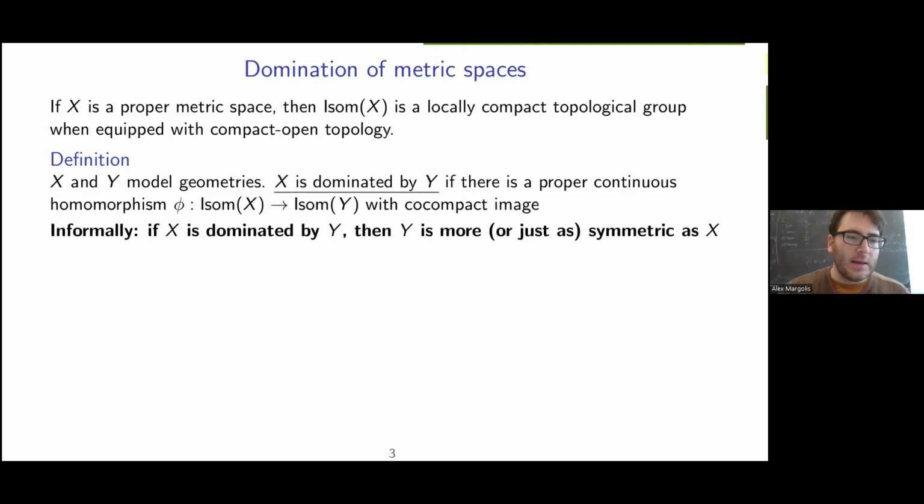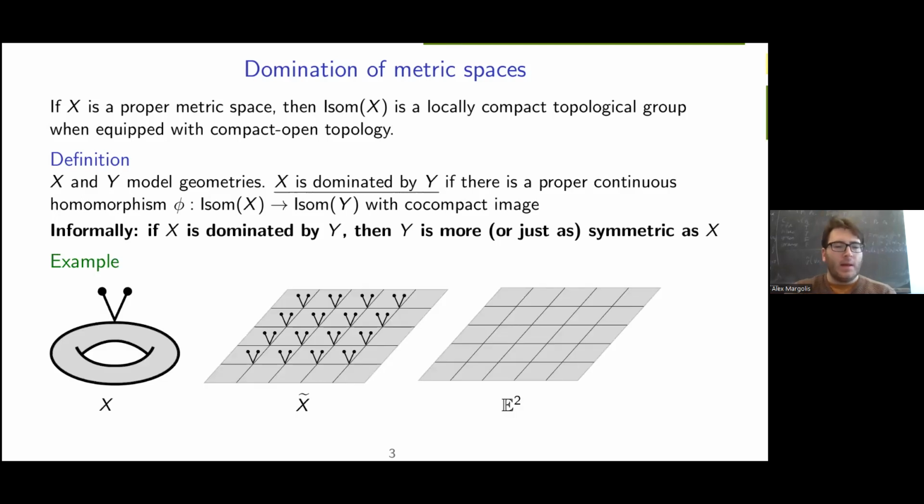And the right way of thinking about this, the informal way of interpreting this, is that if X is dominated by Y, then you can think of Y as more symmetric or possibly just as symmetric as the original space X is. And I'm going to illustrate this point of view with an example. So here we have a torus X, and we can equip it with the flat metric. And at one point in the torus, we attach two antennae. We attach two unit intervals to that point.